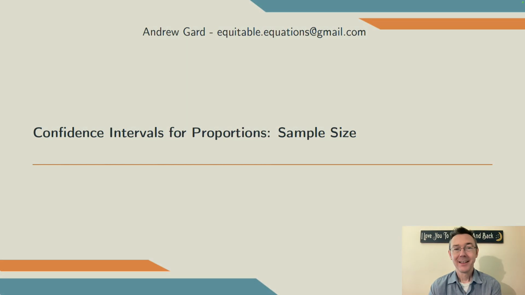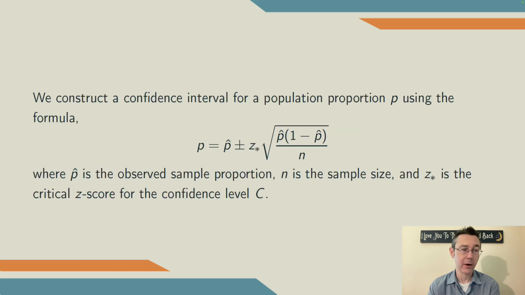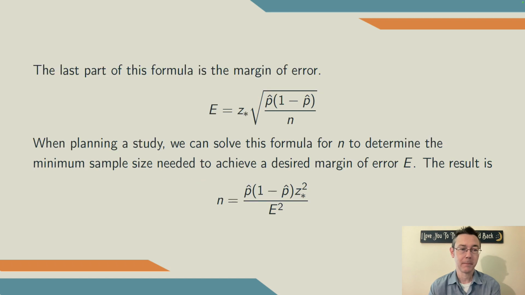Hey everybody. Today we're talking about confidence intervals for proportions and the sample size needed to attain a specified margin of error. So here's the formula for a confidence interval for a proportion. You estimate the population proportion p using a point estimate of the sample proportion p hat and a margin of error of z star square root p hat times 1 minus p hat over n, where n is the sample size and z star is the critical z-score needed for the confidence level C that you've specified.